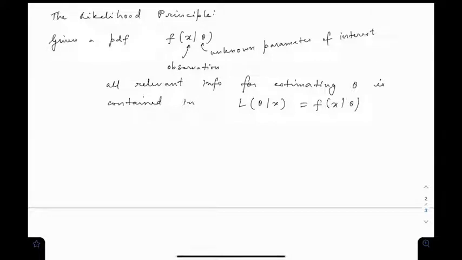Furthermore, two likelihood functions which are proportional to each other contain the same information about theta. The general form of the PDF is considered as irrelevant. The PDF at variate values which have not been observed has no bearing for the parameter inference.